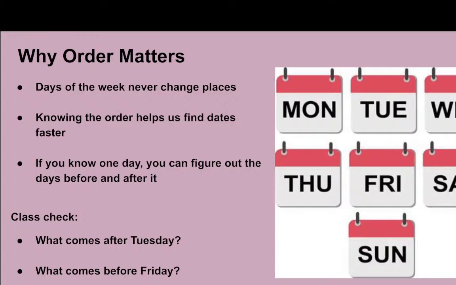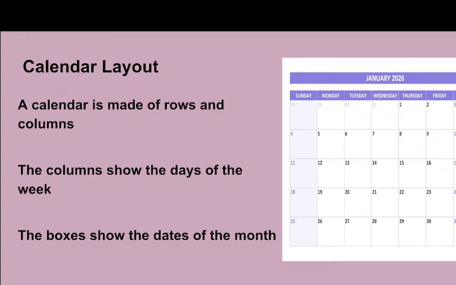Okay, let me move to the next slide. So this is a calendar layout. A calendar is made of rows and columns. The columns show the days of the week, and the boxes show the days of the month. Let's look at the January 2026 calendar. We can see the days: Sunday, Monday, Tuesday, Wednesday, Thursday, Friday, Saturday.